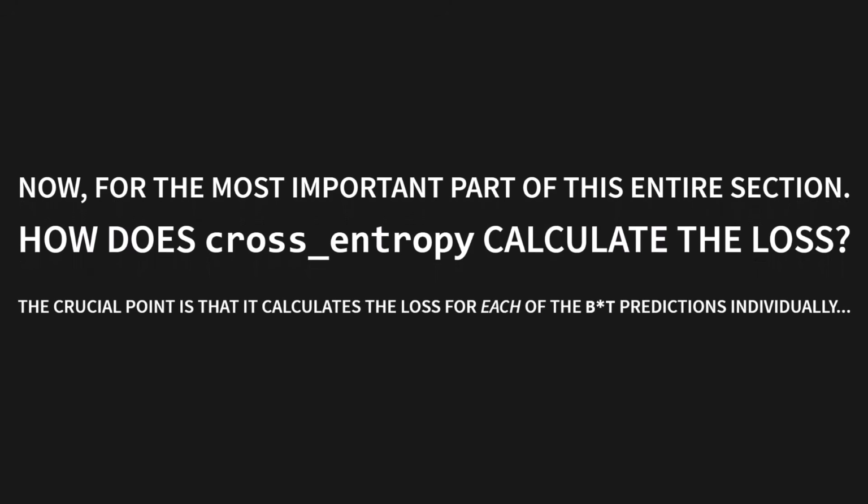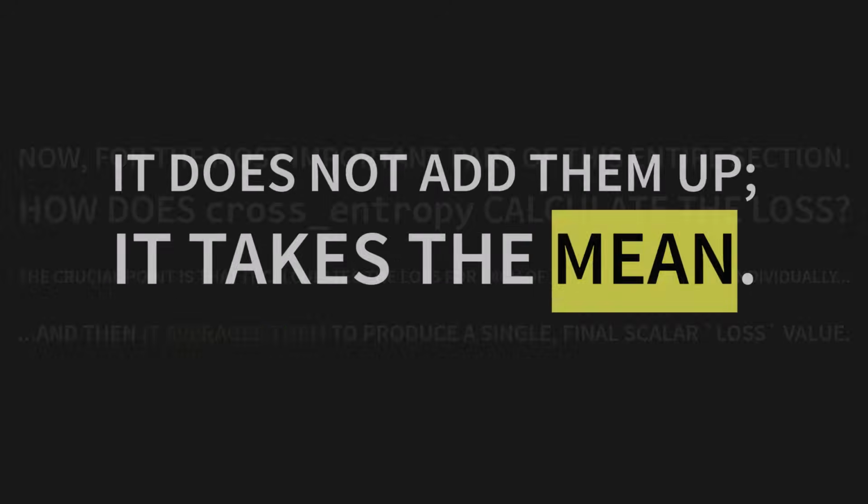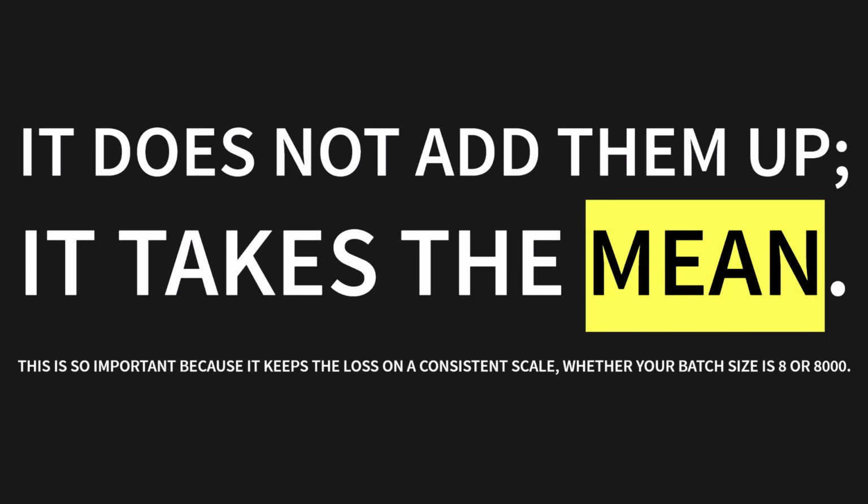Now for the most important part of this entire section. How does cross-entropy actually calculate the loss? The crucial point is that it calculates the loss for each of the B times T predictions individually, and then it averages them to produce a single final scalar loss value. It does not add them up. It takes the mean. This is so important because it keeps the loss on a consistent scale. Whether your batch size is 8 or 8,000, it makes training stable.